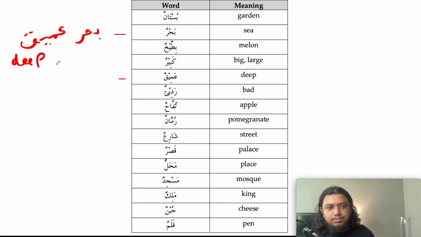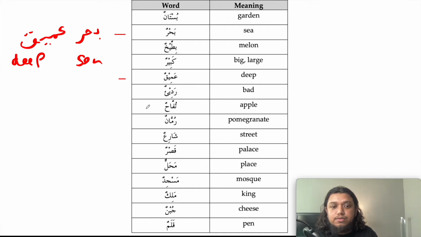Today's lesson, Bahrun Amiq, deep sea. So a deep sea. Bahr in this case is indefinite. Amiq therefore is also indefinite because the sifah always copies the mawsuf in definitude. That was a tangent, but I felt like there's benefit in this tangent, that's why I went on it. The next word is radi. Radi meaning bad.